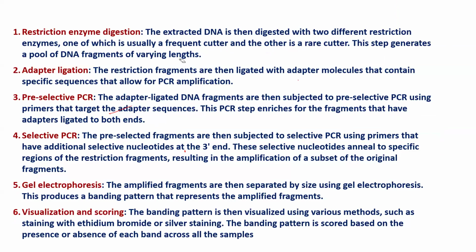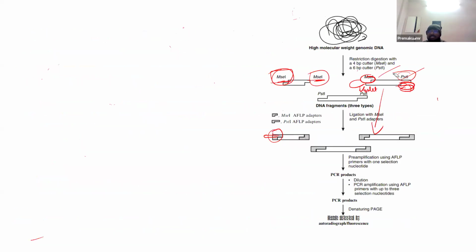Sir, I'm getting confused about how it will identify whether those two adapters are the same or not. See, we design the adapters specific to the different restriction sites, so how will they get confused? The MseI specific adapter will join here only, and the PstI adapter will join here only. They have complementary sequences.